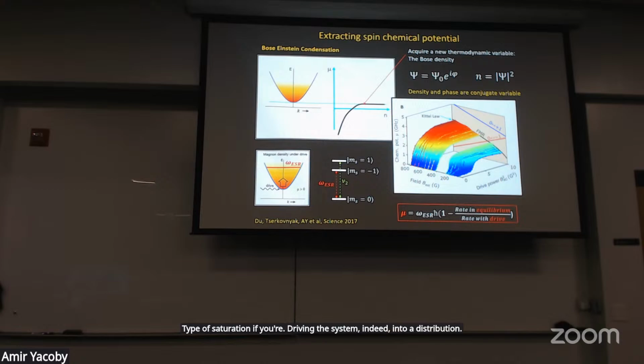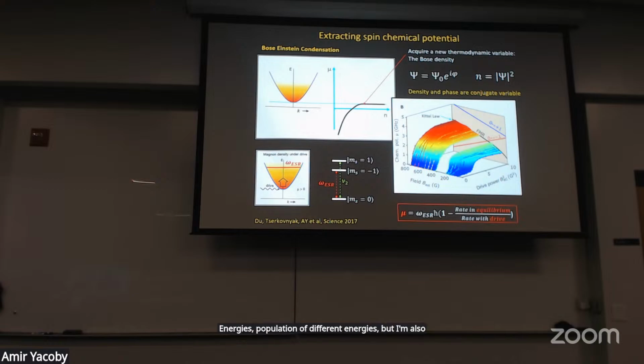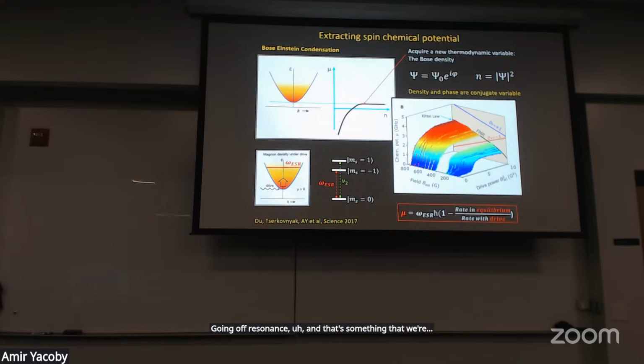Is it possible to, since we have frequency selectivity, show that it's actually thermalized and it follows a Bose distribution? It's not so easy, because the way I tune my spectrometer is I can change this energy level to measure different energies, population of different energies, but I'm also affecting the magnet at the same time. There are techniques using the AC Stark effect where you can keep the magnetic field fixed and now probe the NV center at frequencies that deviate from the resonant condition, going off resonance, and that's something that we're doing a lot right now.